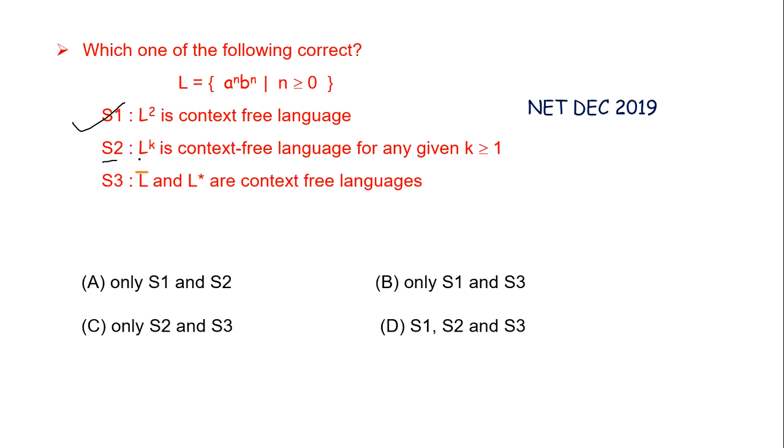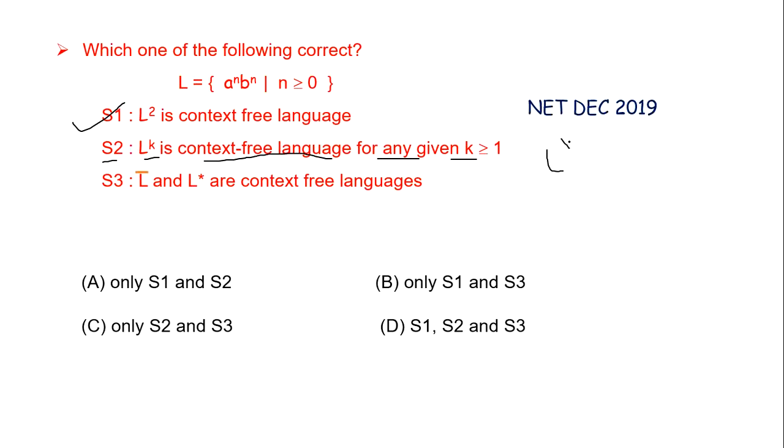Statement 2 is L raised to the power k is a context-free language for any given k greater than or equal to 1. Now again this is true. Why is it so? If you do remember, in the previous video we discussed some important points regarding all languages, and in context-free languages we know that context-free languages are closed under Kleene closure.